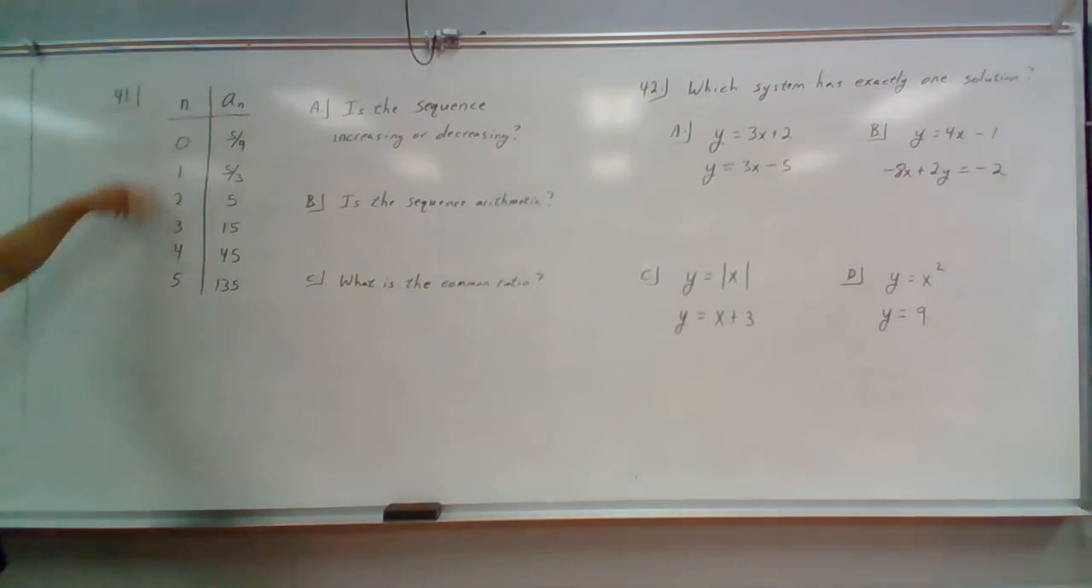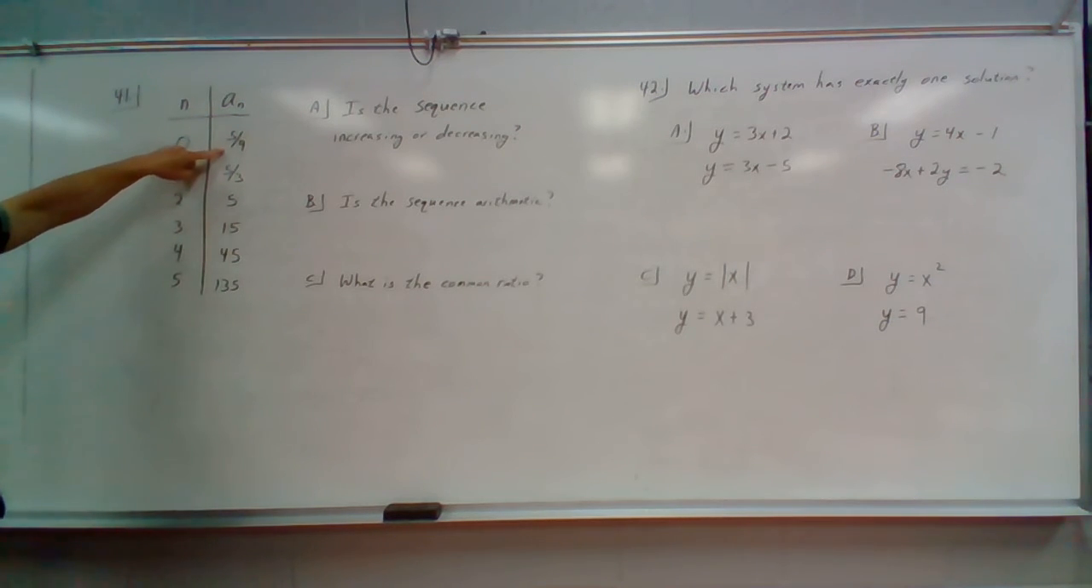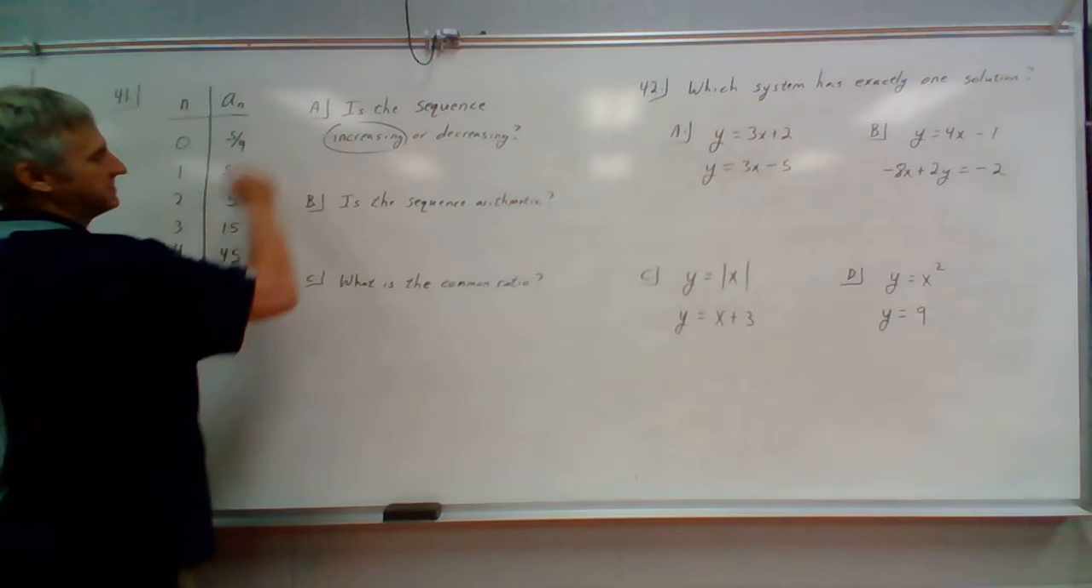So here we have a sequence. I've given you the ends and then the sequence values. Is the sequence increasing or decreasing? Well, that's pretty easy. Obviously it's increasing. 5/9 is the smallest, 5/3 is a little bigger, then obviously it's going up from there. So definitely increasing. Very easy.